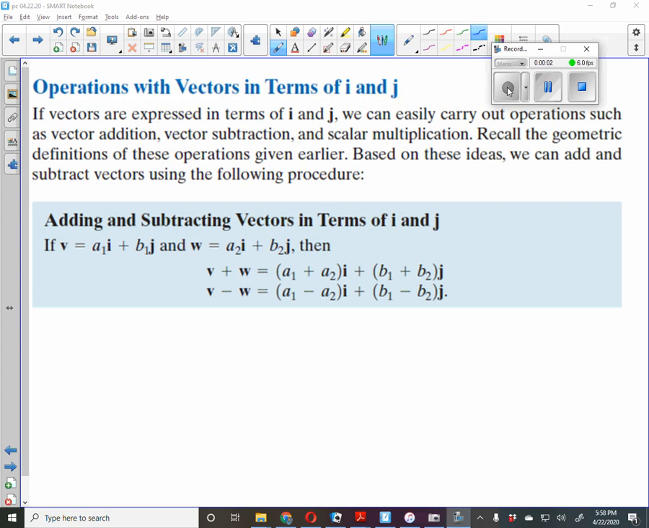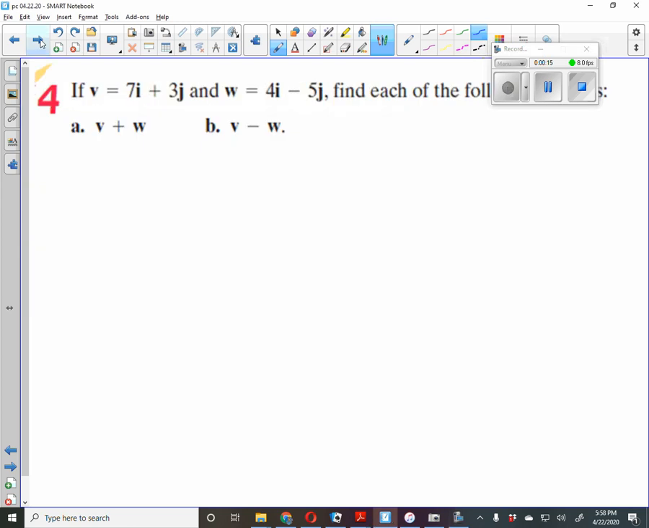All right, we got a couple of easy type examples here where we're just dealing with operations of vectors, adding and subtracting. Notice that you're just adding the components like you do with complex numbers. So here we go.